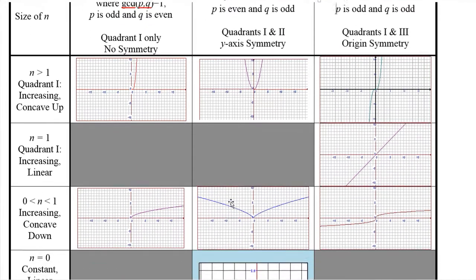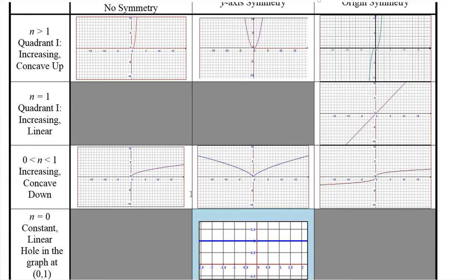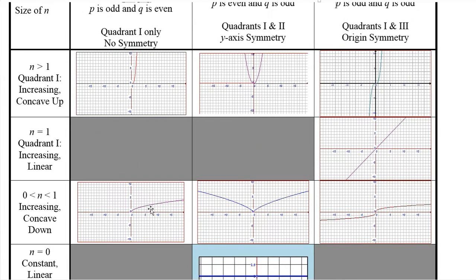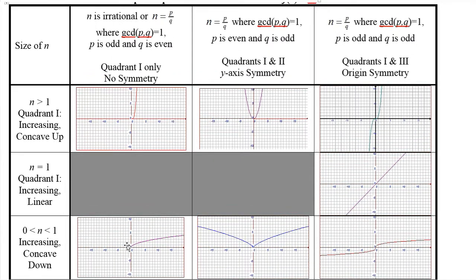Straight line increasing. These are blacked out because that's not a possibility, because that's a specific function. These others are classes of functions, categories. If n is between 0 and 1, we get concave down but increasing in the first quadrant. And again, if it's an irrational power or odd over even, then it's quadrant 1 only.